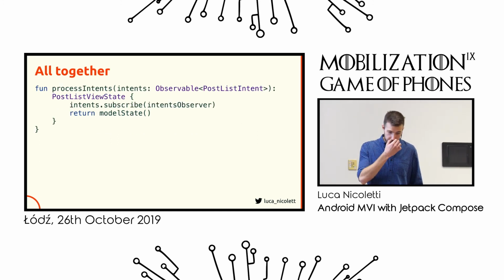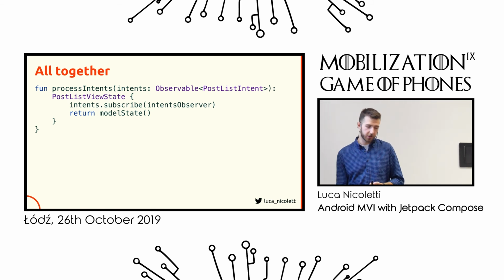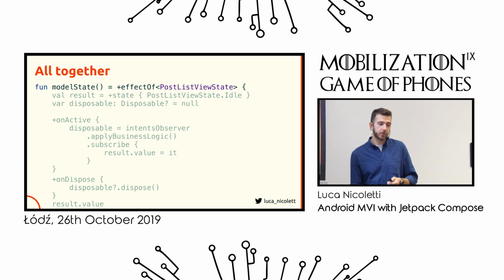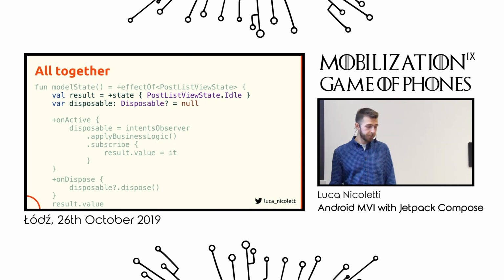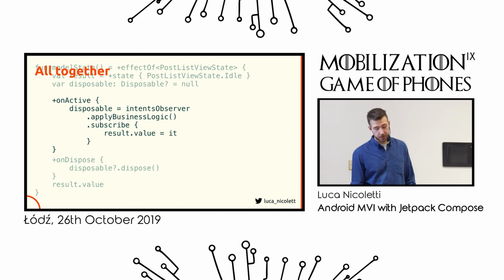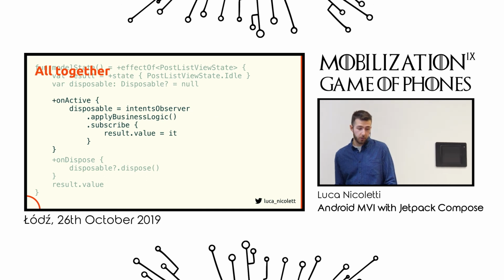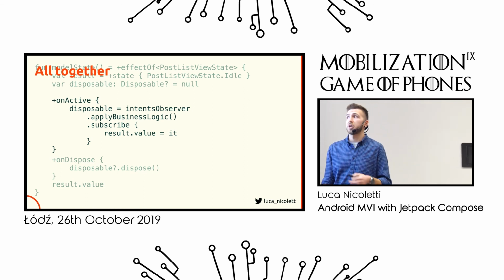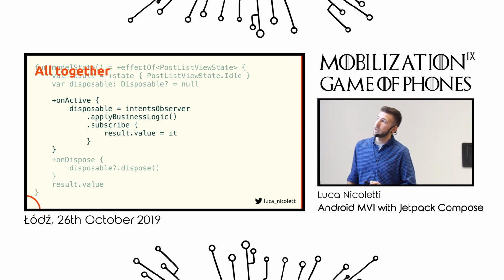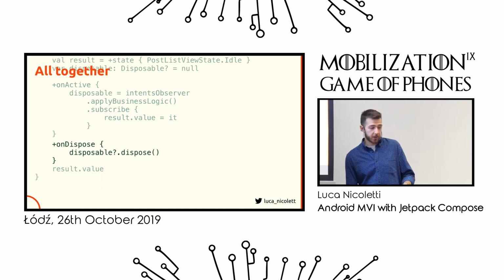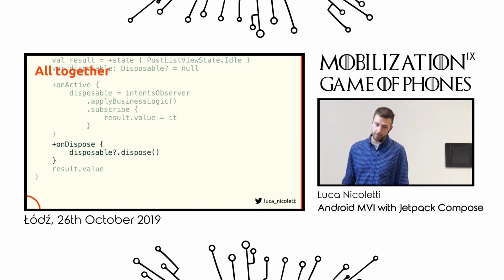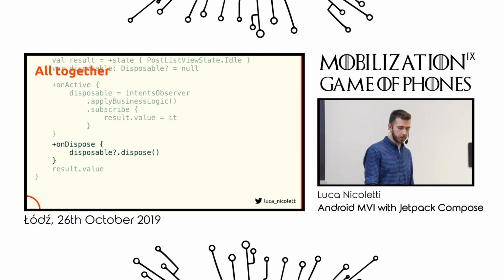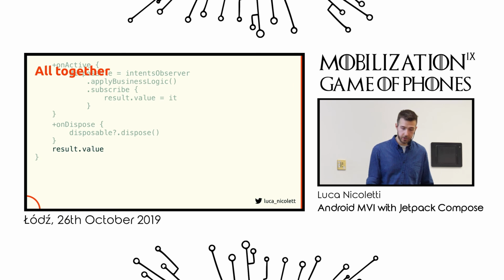The process intent returns a view state, again, accepting intents. It's subscribed to the intents and returns a model state. The model state function is once again an effect of. So it's basically a composable function which holds a view state. Again, we need to set up an initial value, a disposable, in the onActive, which is again called every time the composition reaches the screen. We subscribe to our intents. We apply some business logic, API calls, reducers, whatever, and we subscribe to it, updating the value of our result every time. We then clear everything in the onDispose, and yeah, here as well, same problem as before. If it's not called manually from the activity, it's not working right now, but it should work easily, hopefully. And then we again return the result.